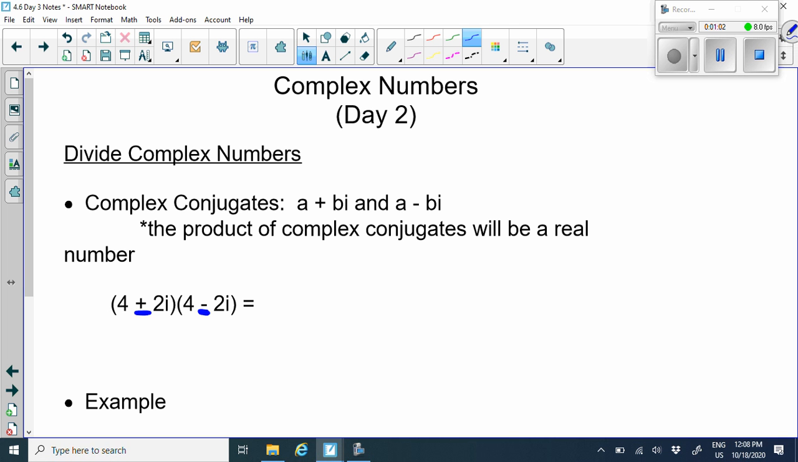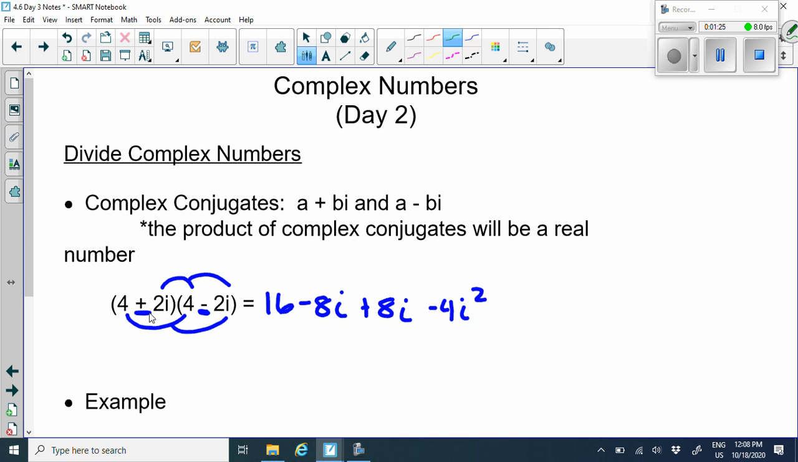So I'm going to go ahead and FOIL here. I'm going to take my 4, multiply by 4, as well as the negative 2i. So I get 16 minus 8i. Now I'm going to do that with the 2i, so 2i times 4, and 2i times negative 2i. So I get, once again, 8i, but this time it's positive, and then I get negative 4i squared.